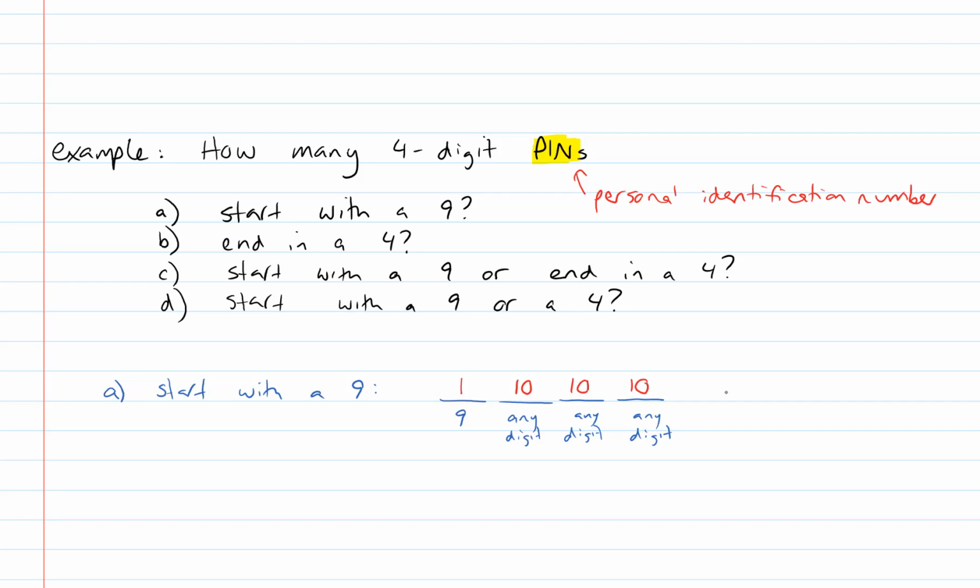And remember what the multiplication rule says is that if we have 1 choice for the first slot and 10 for the rest, then the total number of events here, or the number of different pins we could have, is just all of those multiplied together to give 10 cubed, or 1,000.